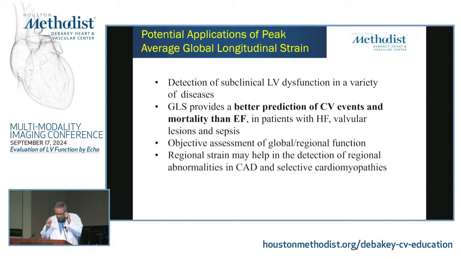So, summarizing, the potential applications of GLS were detecting subclinical dysfunction in a variety of diseases, which has been very well proven and shown. It provides a better prediction of bad events and mortality than EF. It has been very well shown, as I showed you before. It's a more objective assessment of regional and global function, and it may help us in detection of regional abnormalities in bread and butter CAD by, like I said, giving us a hint and making us look further.